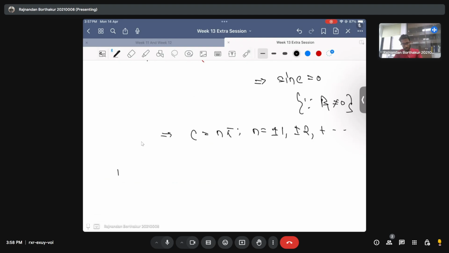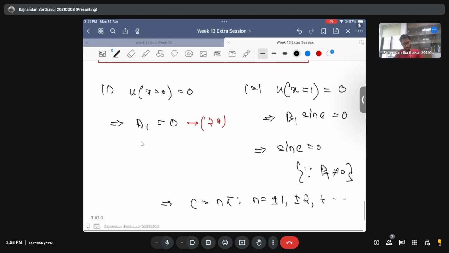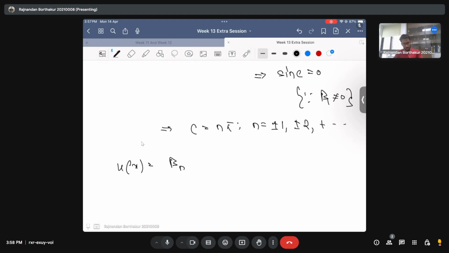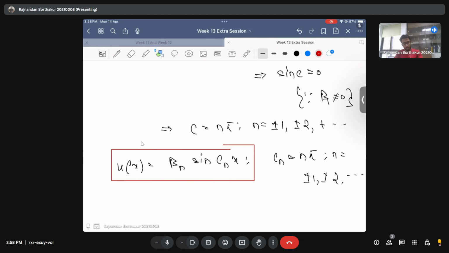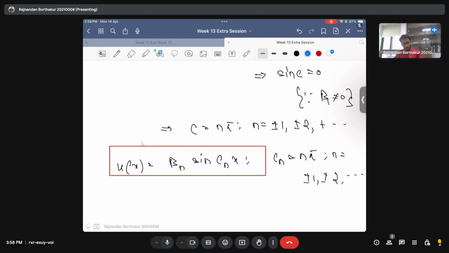So I have the solution for u of x as some bn sin cn x, where the cn's are just n pi, where n goes from plus and minus 1, plus and minus 2, up to however many modes we're trying to consider. Okay, so this is precisely the solution that you got. This is actually the eigenfunction that we got. But more importantly, we also got the eigenvalue, which is equal to n pi.